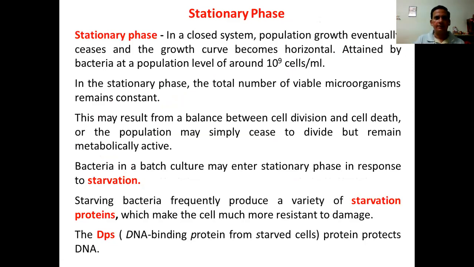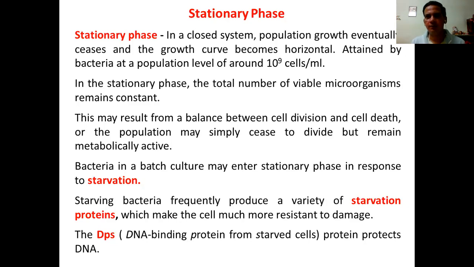Okay, so the next one is the stationary phase. In a closed system, the population growth eventually ceases and the growth curve becomes horizontal. This is usually attained when the bacterial population is at around 10 raised to the power 9 cells per milliliter. So what does it mean? That the total number of viable microorganisms remains constant.